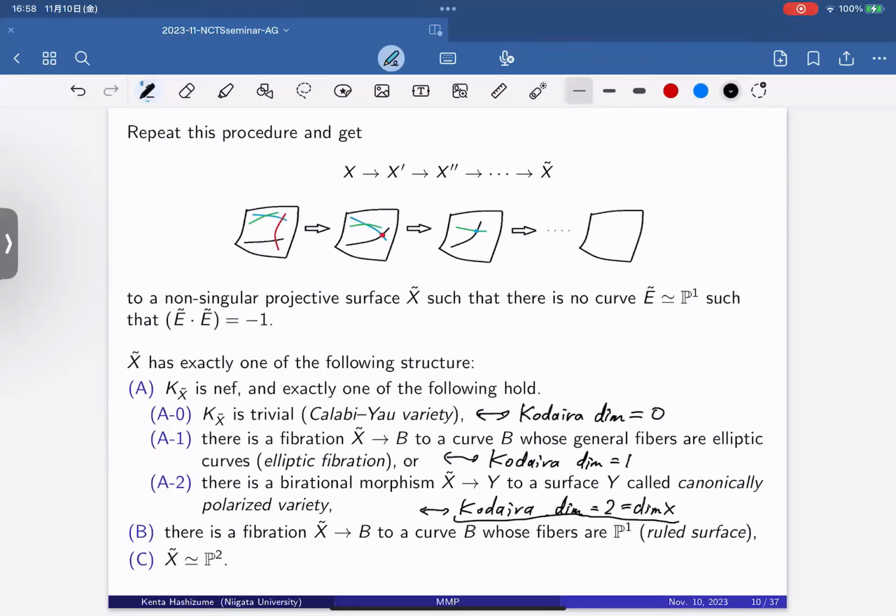On the other hand, structure B is called a ruled surface. There is a fibration to a curve B such that the fibers of the fibration are isomorphic to P1. And the final structure is that X tilde is isomorphic to the projective plane.